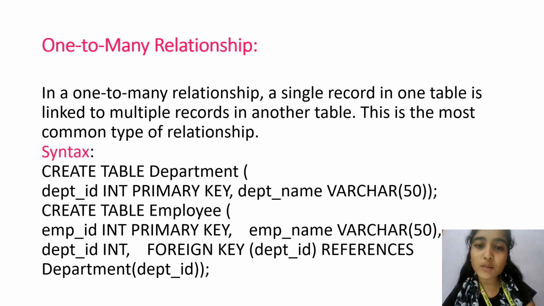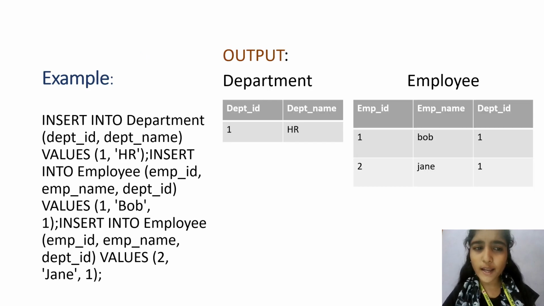In a one to many relationship, a single record in one table is linked to multiple records in another table. This is the most common type of relationship we can observe. So the syntax: create table department, create table employee. We have taken two tables here, in which the department table has department ID as primary key and department name varchar. In the employee table, employee ID is primary key, employee name, and department ID is a foreign key referencing department ID.